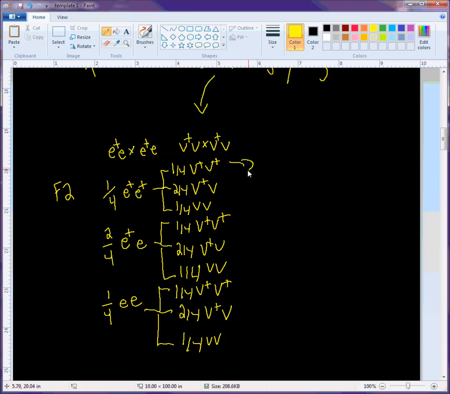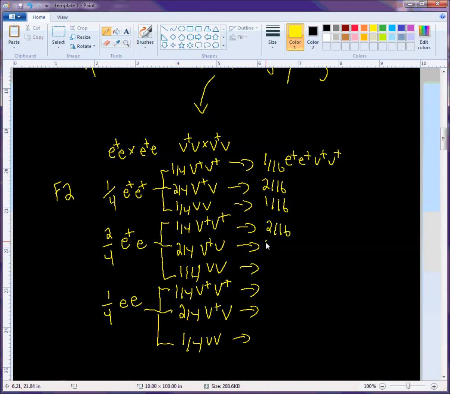Okay, and we can multiply these, and then we can figure out our phenotypic and genotypic ratios. So 1 out of 16, E+, V+, V+. 2 out of 16, 1 out of 16. I can just multiply all the numbers together first. And here's our 1, 2, 1, 2, 4, 2, 1, 2, 1 pattern.